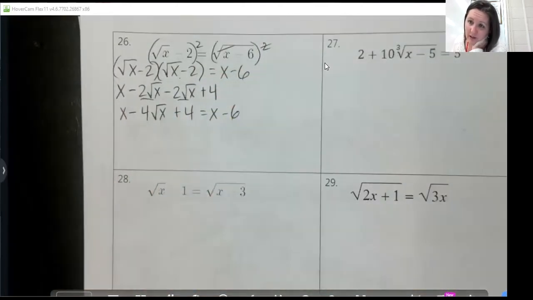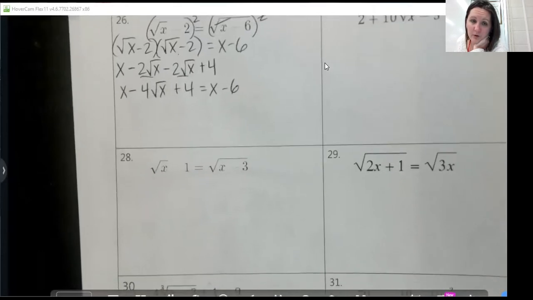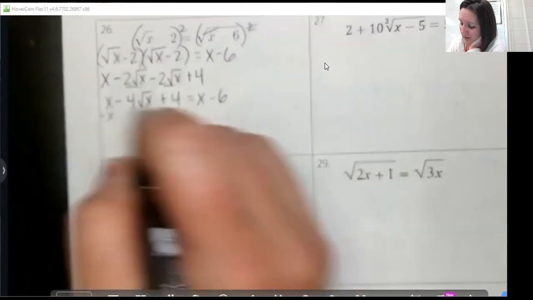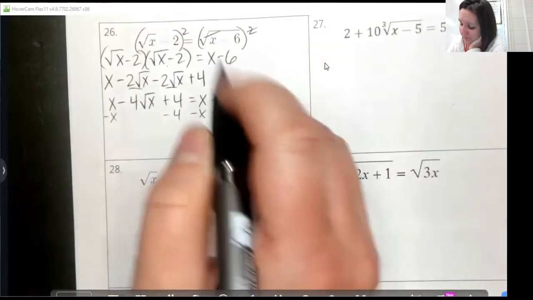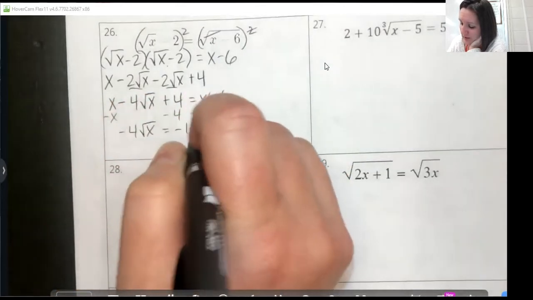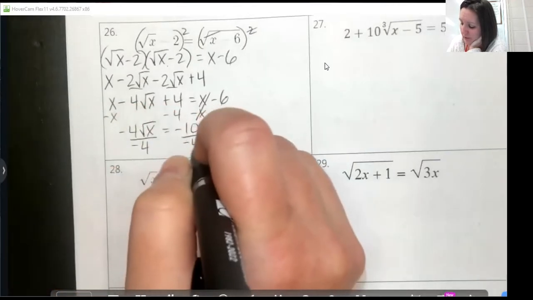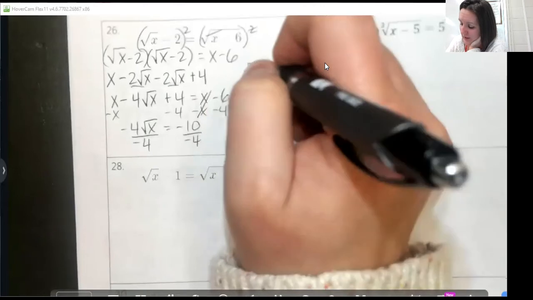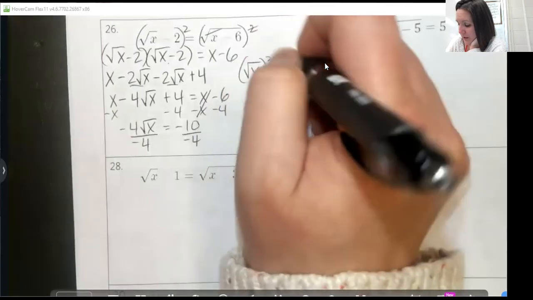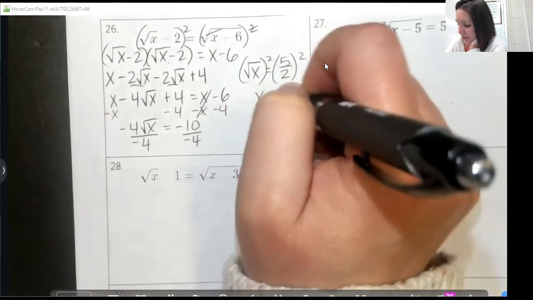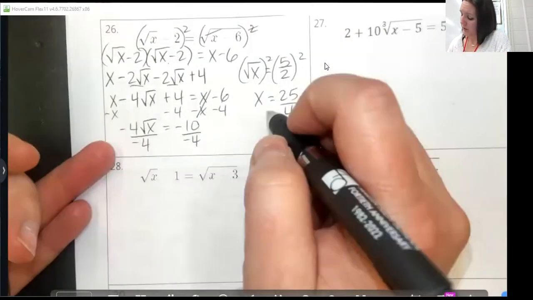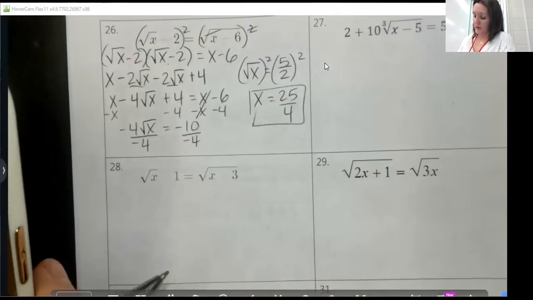So the issue is here, like now we have another radical, so we're going to isolate it again. So we have, let's put our x on the other side and subtract our 4. So we have negative 4 root x equals, those cancel, negative 10. This isn't too bad. Divide by negative 4, and we have the square root of x equals 5/2. Square both sides, and we have x equals 25/4. That's one that I'm going to check in my calculator. Let's see if 25/4 works.